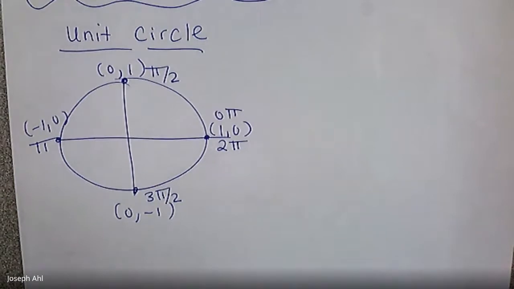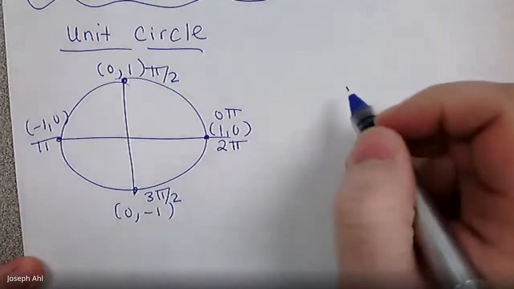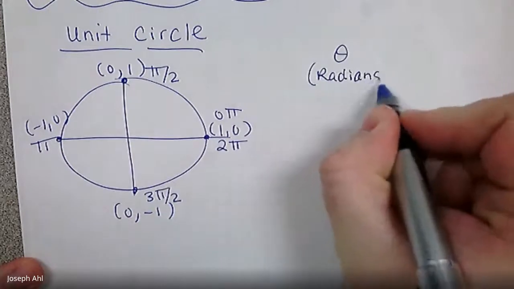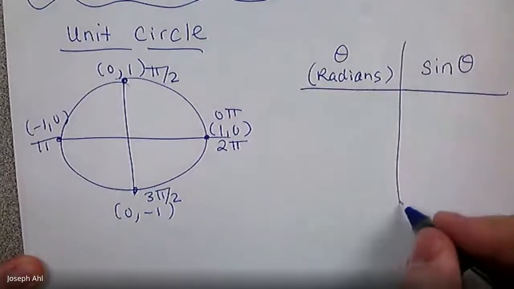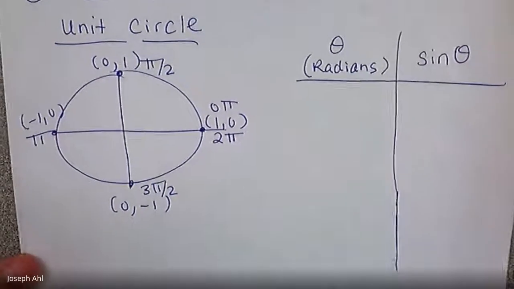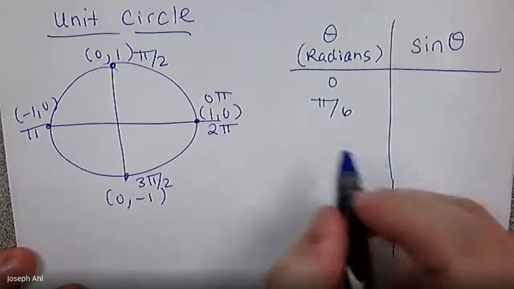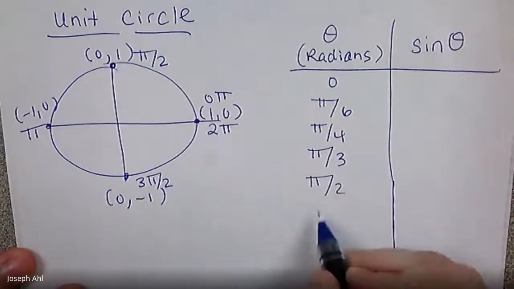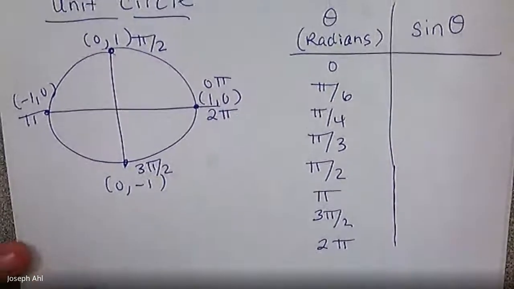And what I want to be able to do is make a list, sort of a table of values based on the unit circle. I'm going to give you some radian angles, so theta in radians. And what I want you to tell me in the right column is what would sine of theta be? When I plug in an angle for theta, what's the output when I take sine of theta? We'll start at 0, and then we'll do pi over 6, pi over 4, pi over 3, pi over 2, pi, 3 pi over 2, and then 2 pi. So kind of a lengthy list here.